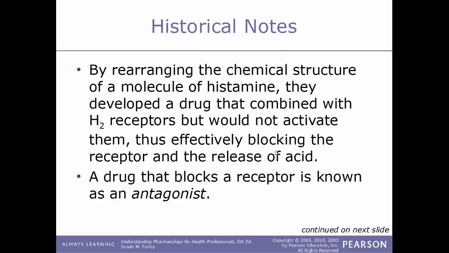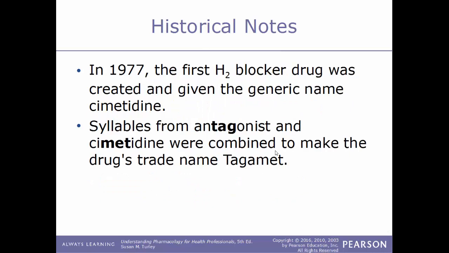It is an antagonist. All right, so in 1977, the first H2 blocker drug was created and given the generic name cimetidine. And from this generic name, we get the trade name, Tagamet. So you take the tag from the antagonist action of the drug plus the met of cimetidine, add those 2 syllables together, you get Tagamet.